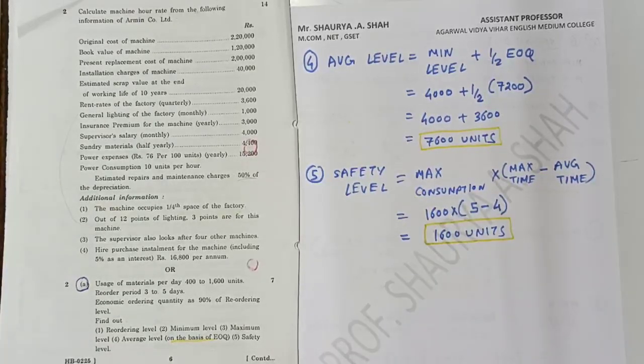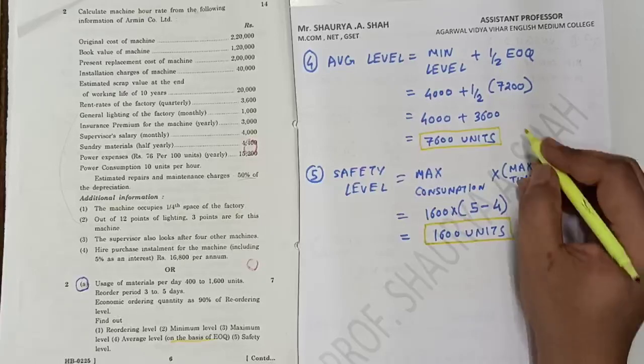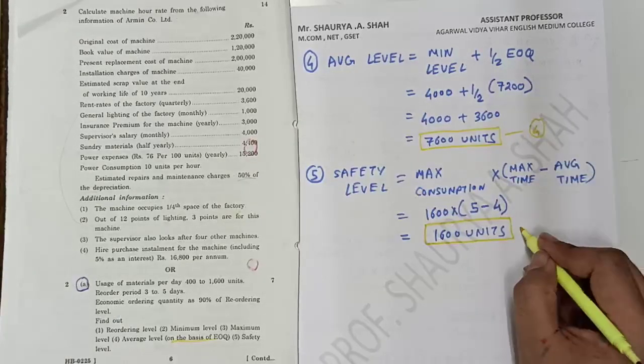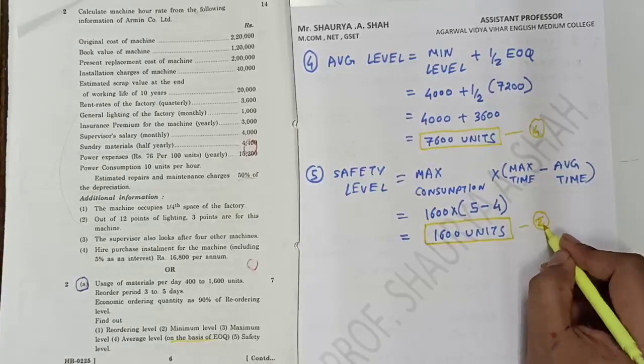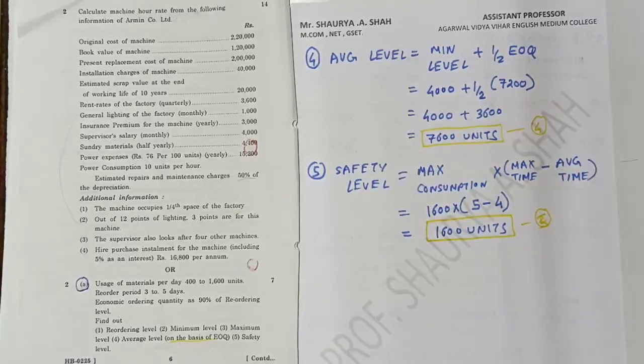We had discussed the importance of each level in detail in the first and the second lecture of this chapter. This is 4 and this is 5. I suppose it is clear to every student. Fine. So what we have done is, we have calculated the reordering level, minimum level, maximum level, average level and safety level on the basis of particulars.